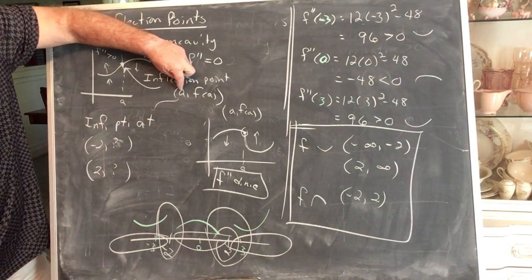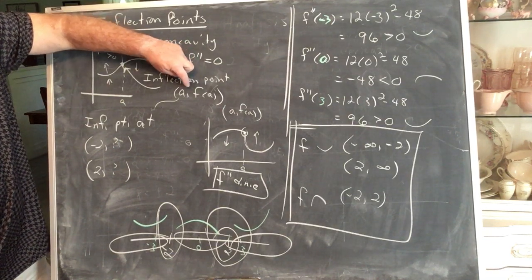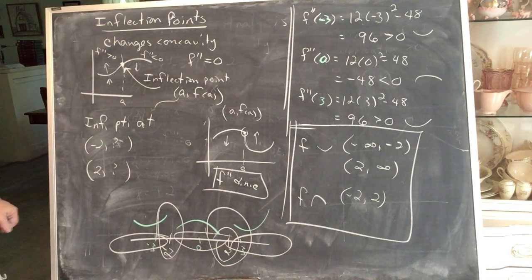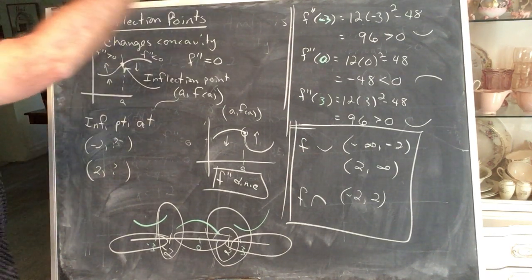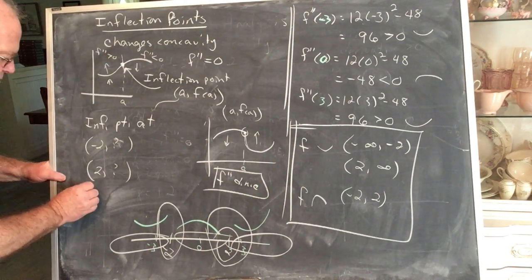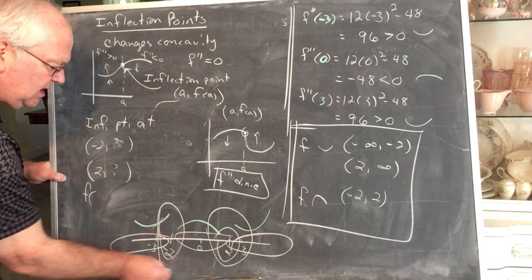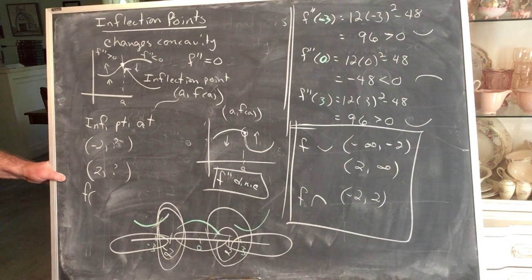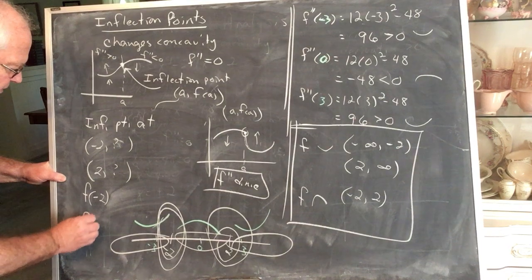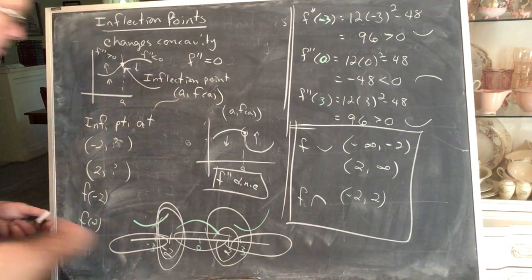Well, what do we say? A, comma, f of A. Not f prime, not f double prime, f of A. So if we need to find the point on the graph, we need to use the original function. So the last piece of this second derivative analysis is to compute f at these values where the concavity changes. So the original function, we need f of negative 2 and we need f of positive 2 to evaluate the function.